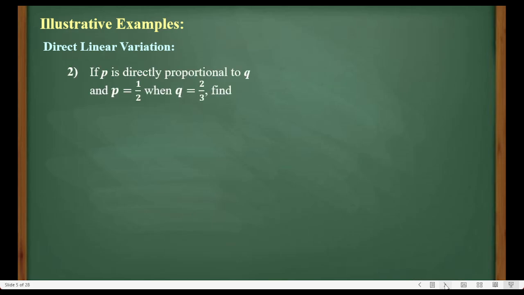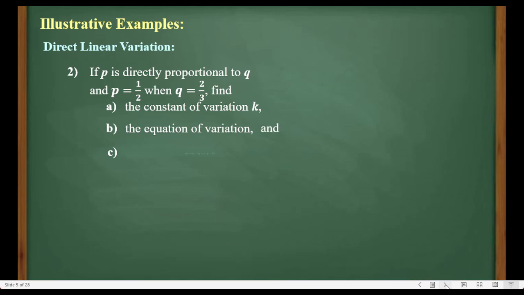Now let us go to example number 2, which is still under the direct linear variation. If P is directly proportional to Q and P is initially equal to 1/2 when Q is initially equal to 2/3, find the following. The constant of variation K, the value of that, and afterwards we form the equation of variation and the final value of Q when the final value of P is equal to 15.